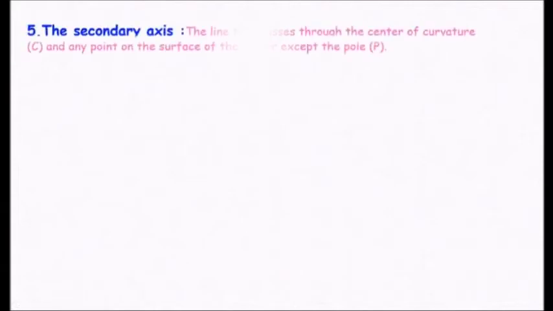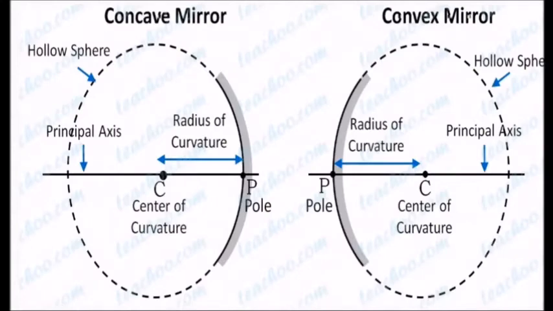Let's see the rest of the definitions. We have also the secondary axis. The secondary axis is the line that passes through the center of curvature and any point on the surface of the mirror except the pole. So the line that passes by the center of curvature and any other point except the pole is called secondary axis. So we can say that we have an uncountable number of secondary axes, but we have only one principal axis.